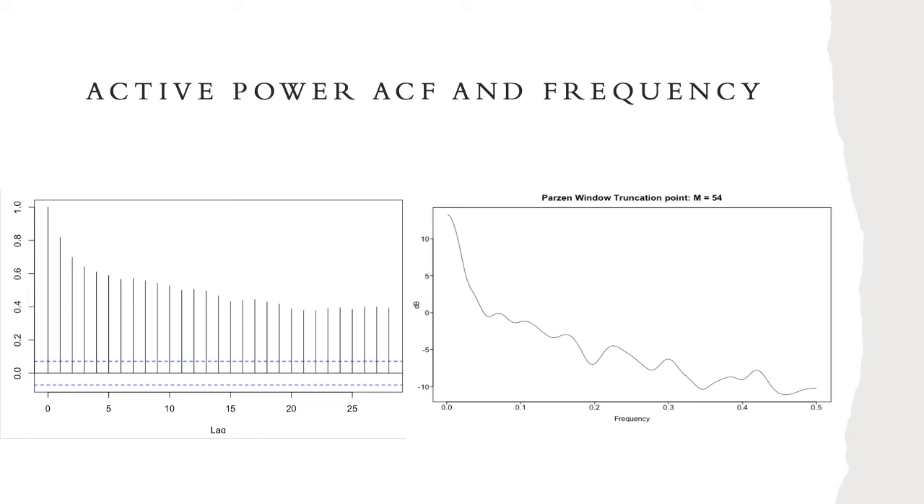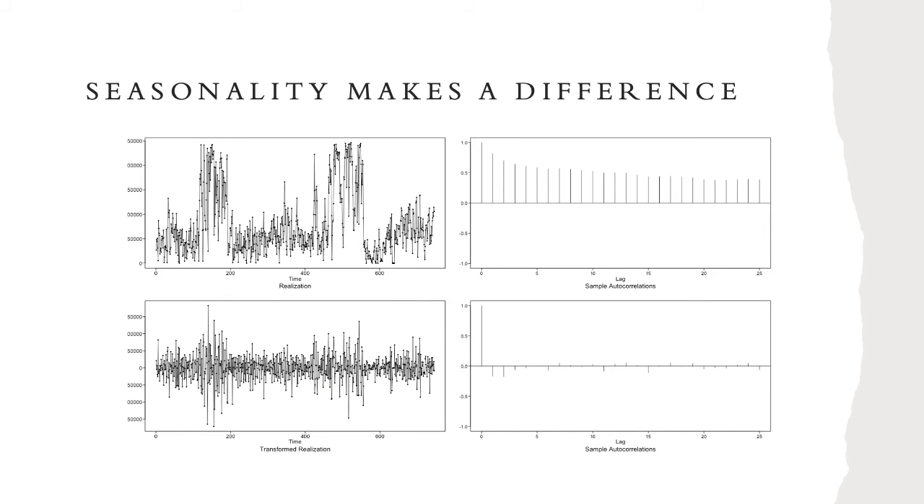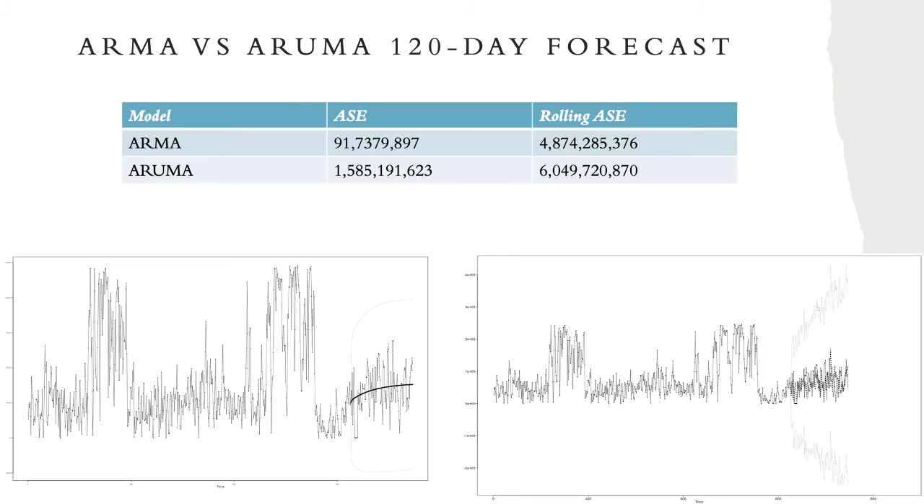So here are the ACF and the Parzen window of the original data. You can see that slowly dampening means that there's some seasonality in there, which we already knew. And the Parzen window shows that there might be some wandering. So because there's seasonality in it, probably our best approach will involve differencing this data and using some seasonality in our model. But we actually tried two different models, an ARMA and an ARUMA model.